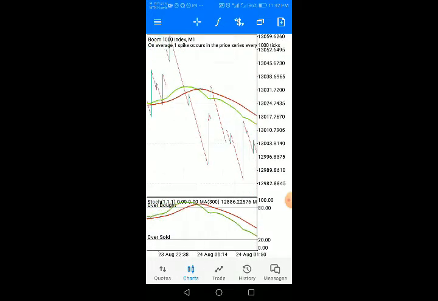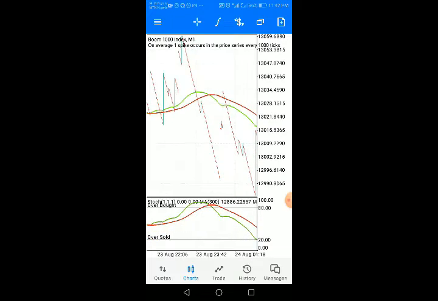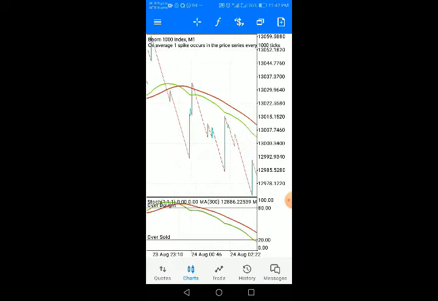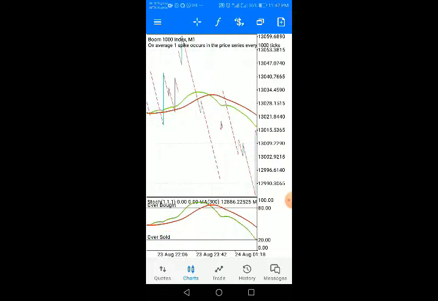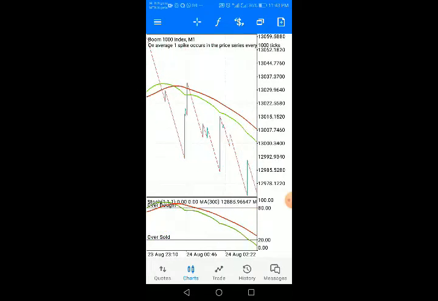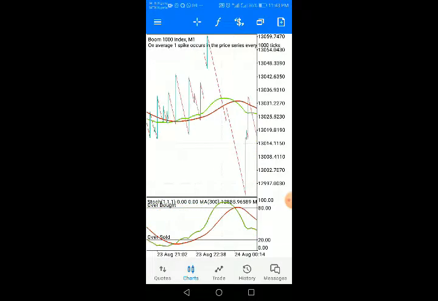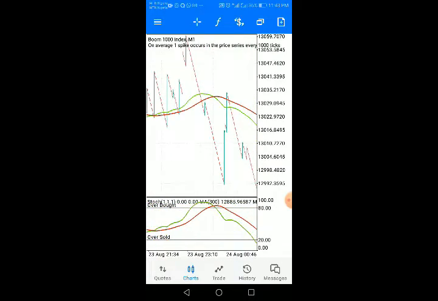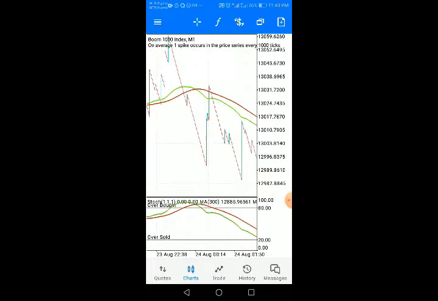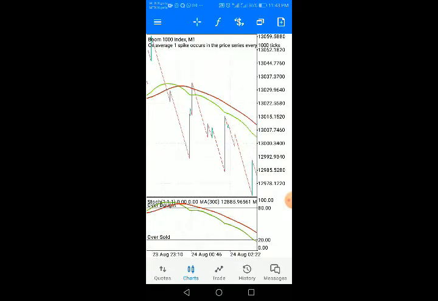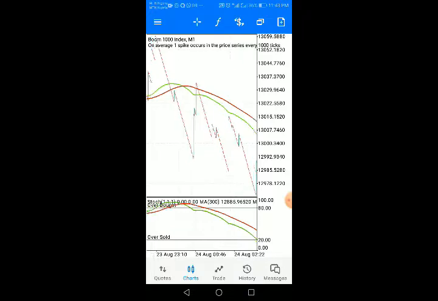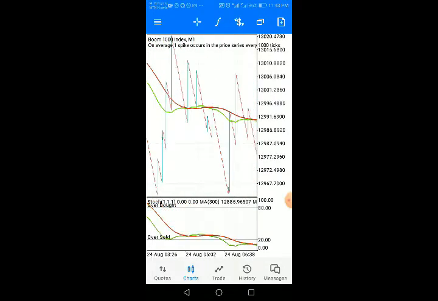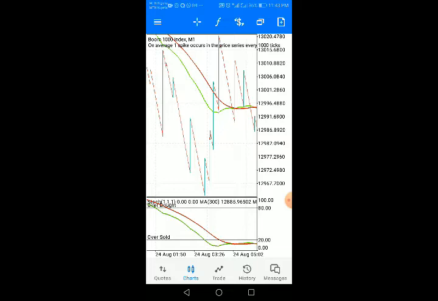You understand? Another thing, you always have to pay attention to this cross. Make sure the cross actually occurred within these overbought and oversold levels. You understand? That is one very, very vital part of this strategy. Not like nearly. You don't go for the one that is nearly. Make sure it is actually above the 80 when you're using it to sell, and it is below 20 when you're using it to buy.